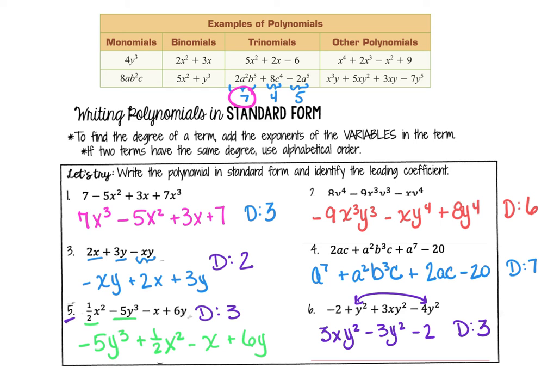Coefficients. So for this one, it says identify the leading coefficient. Once you have it in standard form, the leading coefficient is the number in front of your first term. So the leading coefficient here would be 7. This would be -1. Leading coefficient, -5. Of the ones that you did, your leading coefficient here would be -9. When you don't have one, it is a 1. And then the leading coefficient of number 6 would be 3. Questions on that?